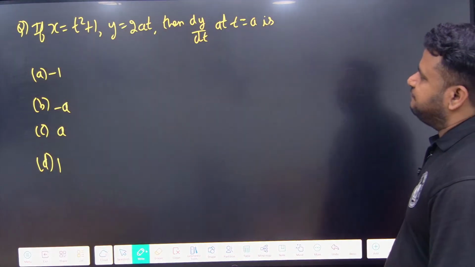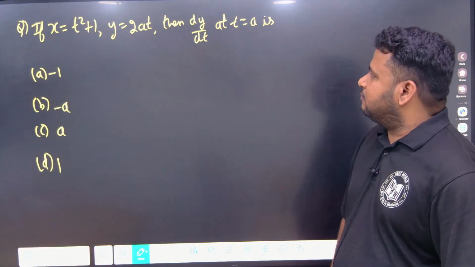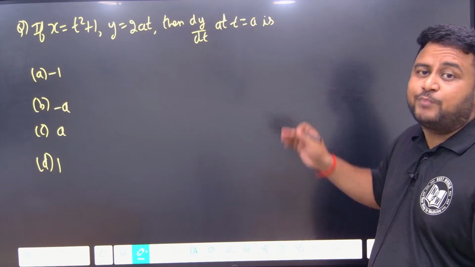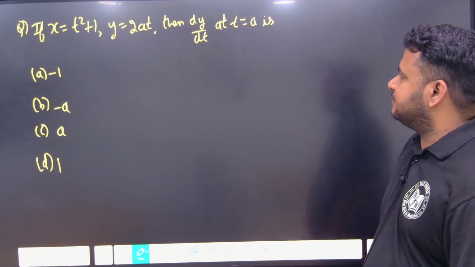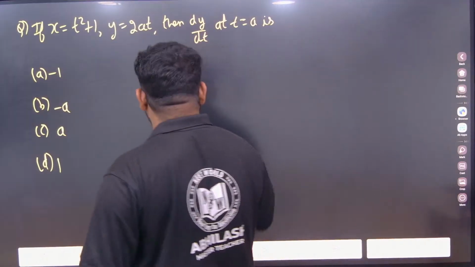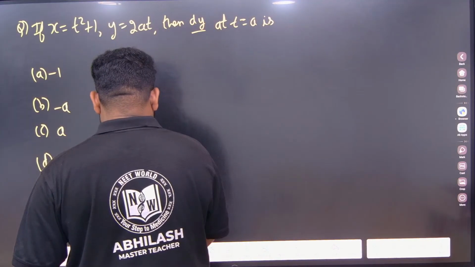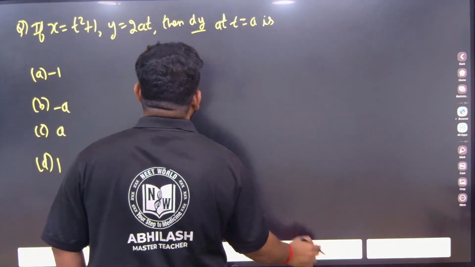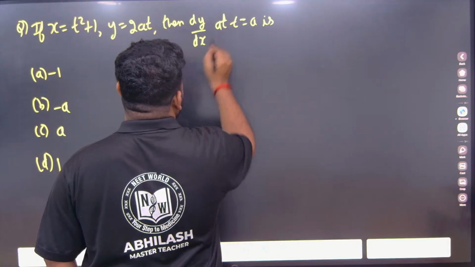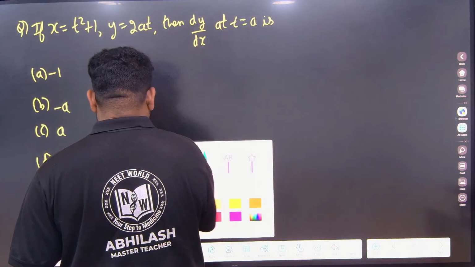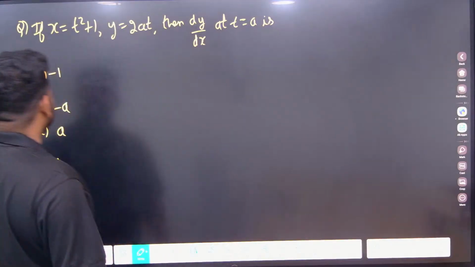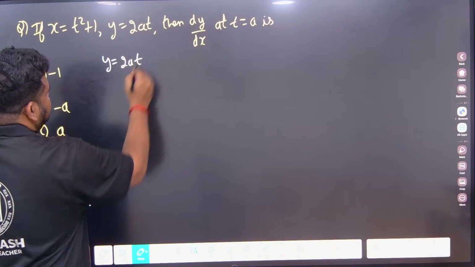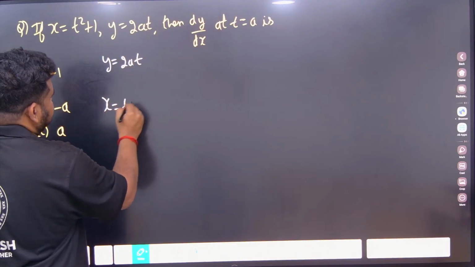They are given x is equal to t square plus 1 and y is equal to 2at, and they ask for dy by dx at t is equal to a. At a particular point they are asking. Actually we have to find not dy by dt, this should be dy by dx, at t is equal to a.